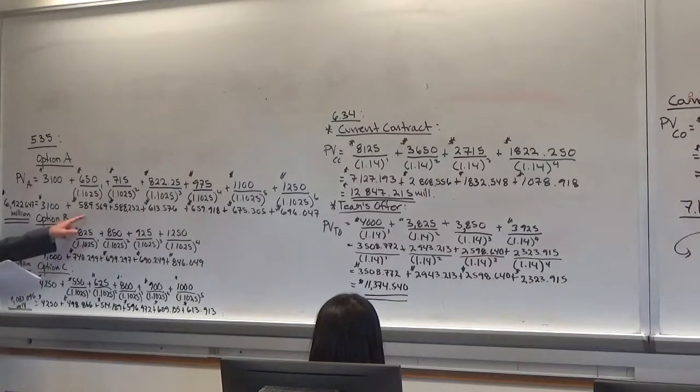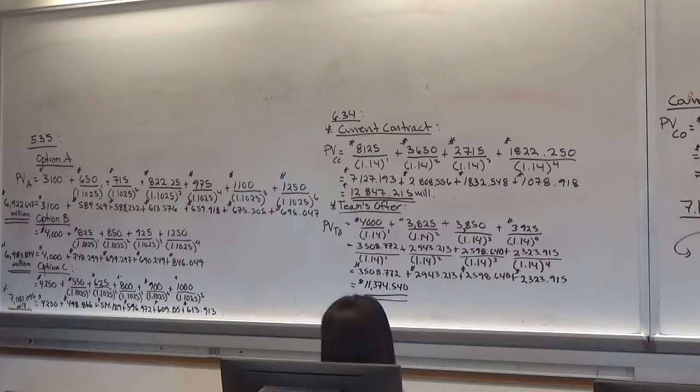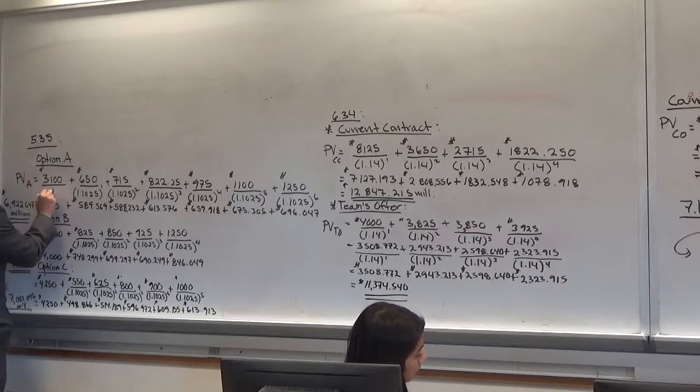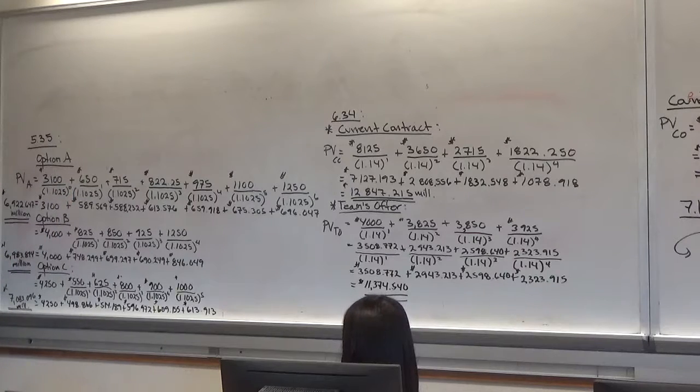Then you're going to get your discounted cash flows. You're not going to discount the signing bonus here, right? Because the equation would be 1.1025 to the 0, right? And that turns out to be 1.